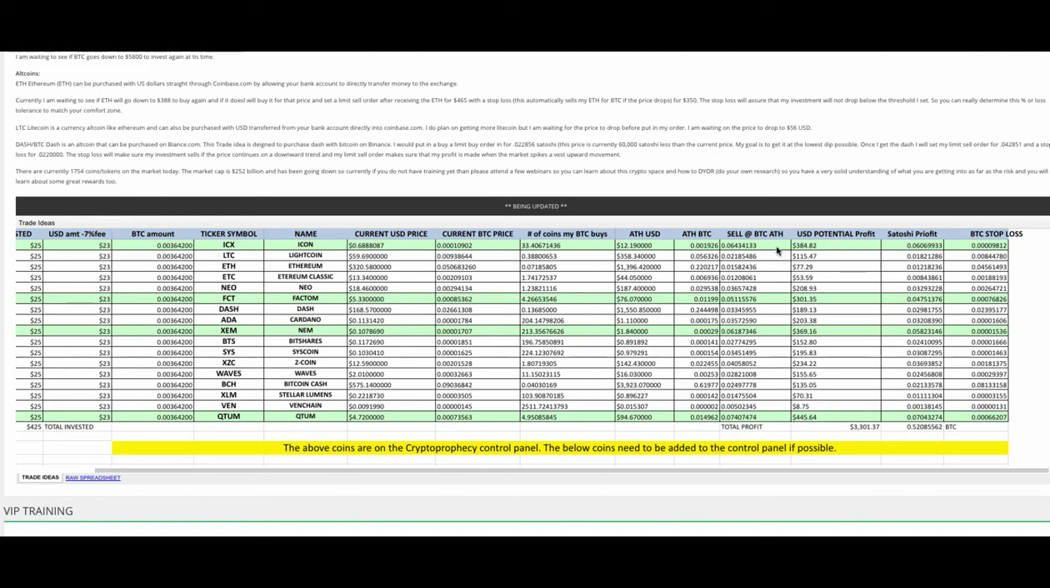Okay, so when the market comes back up and if it hits the all-time high again, the potential on this coin with a $23 investment could be $384. This is the Satoshi profit that would be the result, and then this is the conversion of that Satoshi. This is an important area.